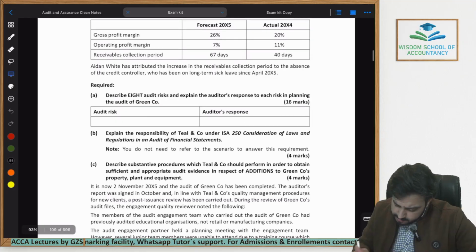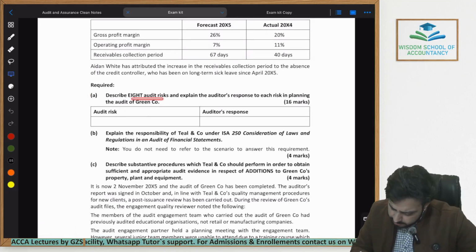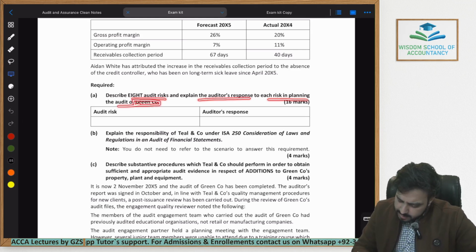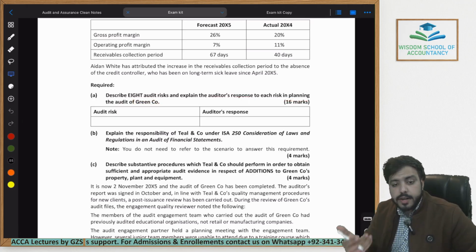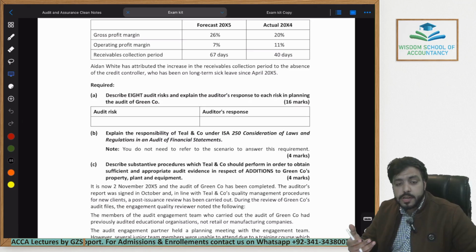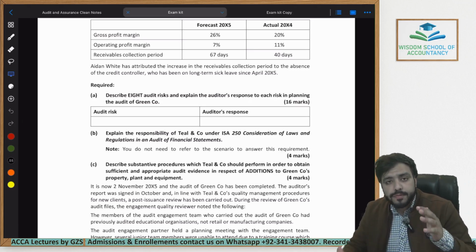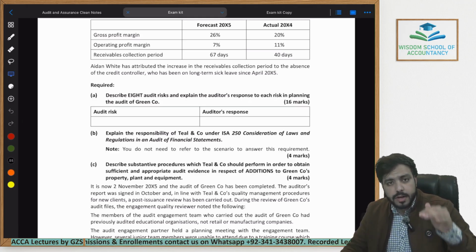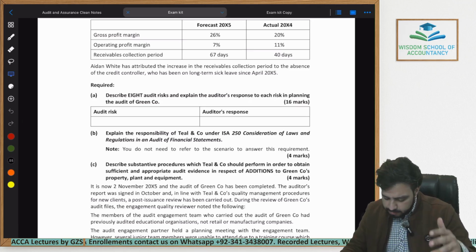If I come towards the requirements, requirement number A is: describe 8 audit risks and explain the auditor's response to each risk in planning the audit of Green Corporation. Now, as I repeated within the previous lecture as well, audit risk identification, identifying which areas within the financial statements are at a higher risk, is done at the planning stage. And normally within the audit team, the most senior person, either a director, a senior manager, or a manager, does it.